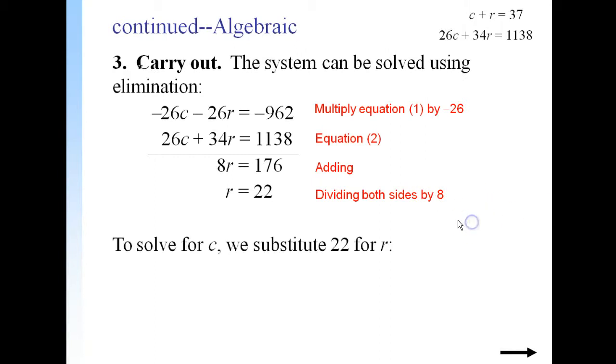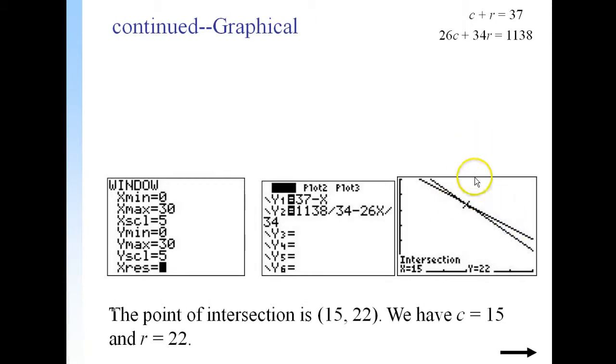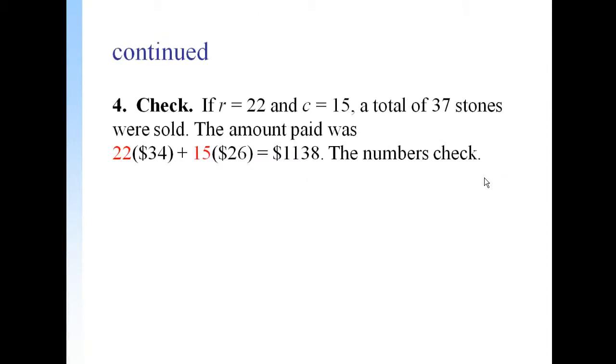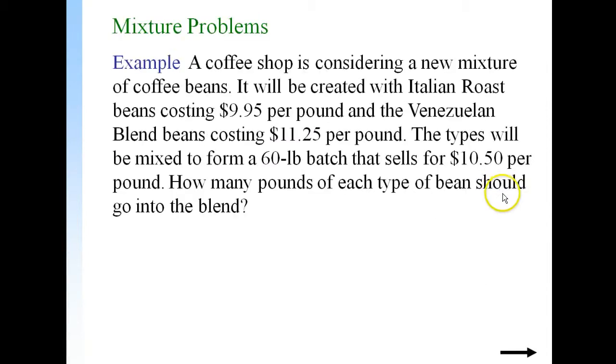And we substitute 22 for the R in our first equation. And we get 15 for C. Perfect. And you could have done it with a graphing calculator as well. And it checks out. Okay, here's our next type of example. And let's see if we can underline what we think is important as we go along.